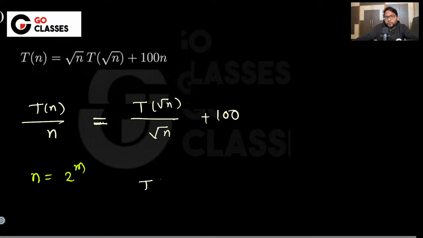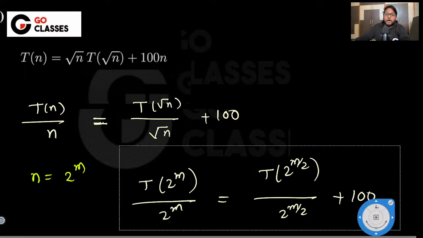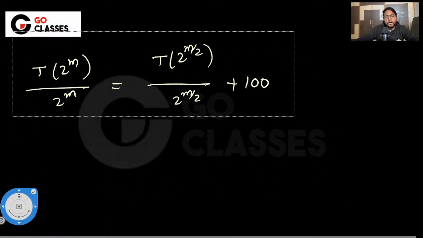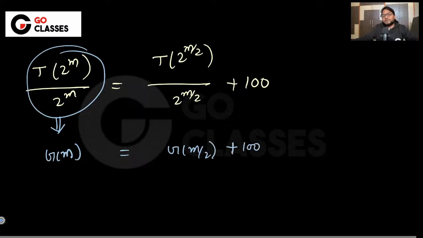So this will be T(2^m)/2^m = T(2^(m/2))/2^(m/2) + 100. Okay, so we have got this. Now you can assume this to be G(m). So you will be getting G(m) = G(m/2) + 100. Now can you tell me what is the answer? This will be just log m, right? So this is log m.